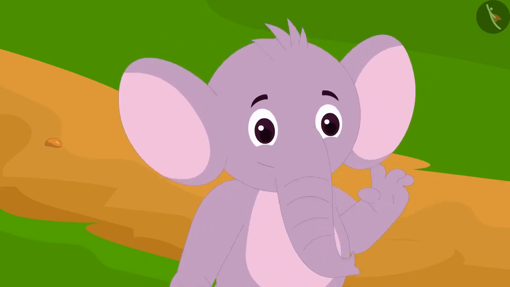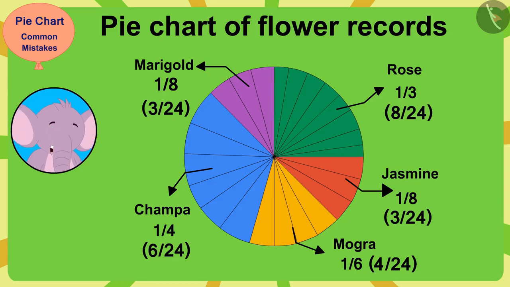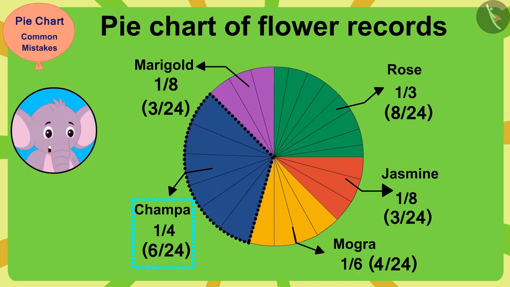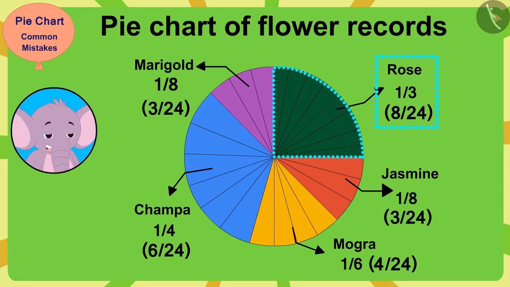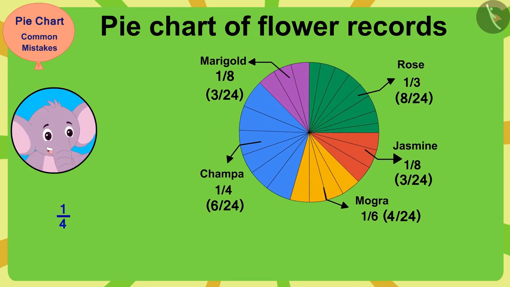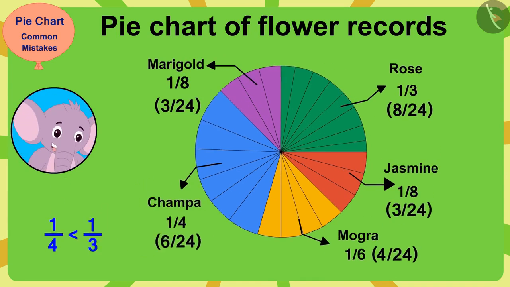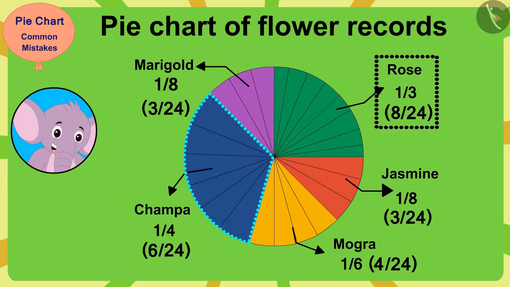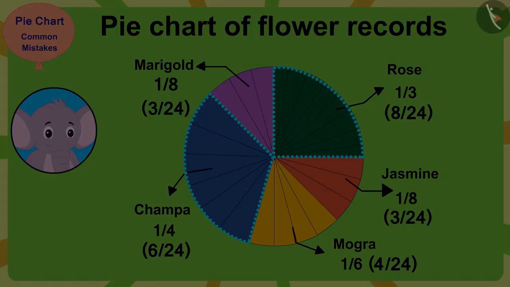Oh wow, Chanda, you have made a very beautiful pie chart. But what's this? Champa flowers have been used in 1/4 orders, and rose flowers have been used in 1/3 orders, and 1/4 is smaller than 1/3. But in your pie chart, the 1/4 part of the champa flowers appears larger than the 1/3 part of the rose flowers. How can this be possible?